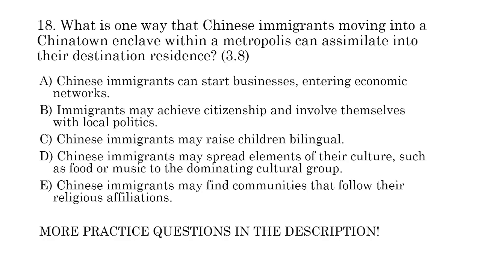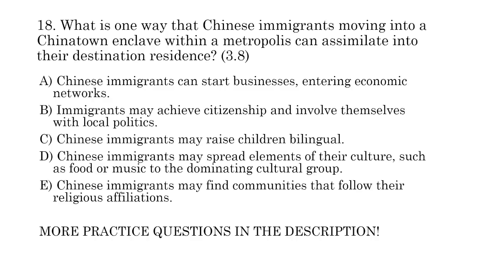18. What is one way that Chinese immigrants moving into a Chinatown enclave within a metropolis can assimilate into their destination residence? What this question is essentially asking is, which of the following is an example of assimilation? So A, Chinese immigrants can start businesses, entering economic networks. They're really going to be in economic networks no matter where they are, but that doesn't really talk about the culture too much, so that's not really a good one.